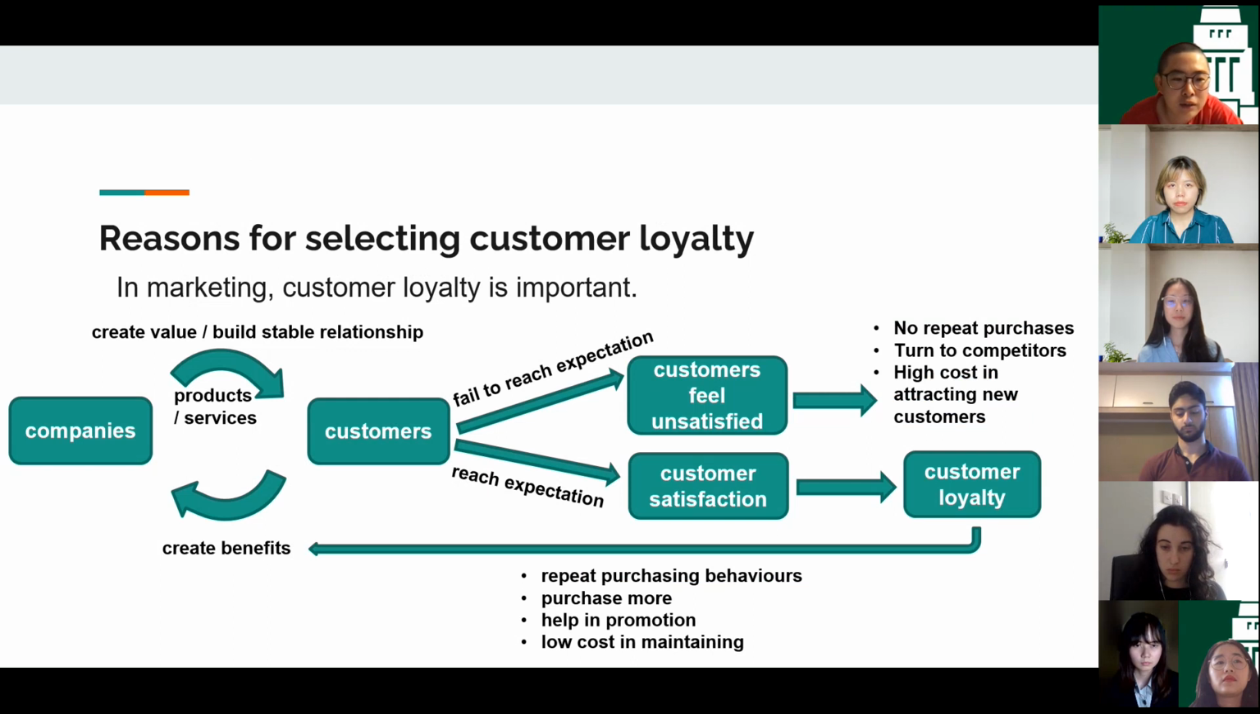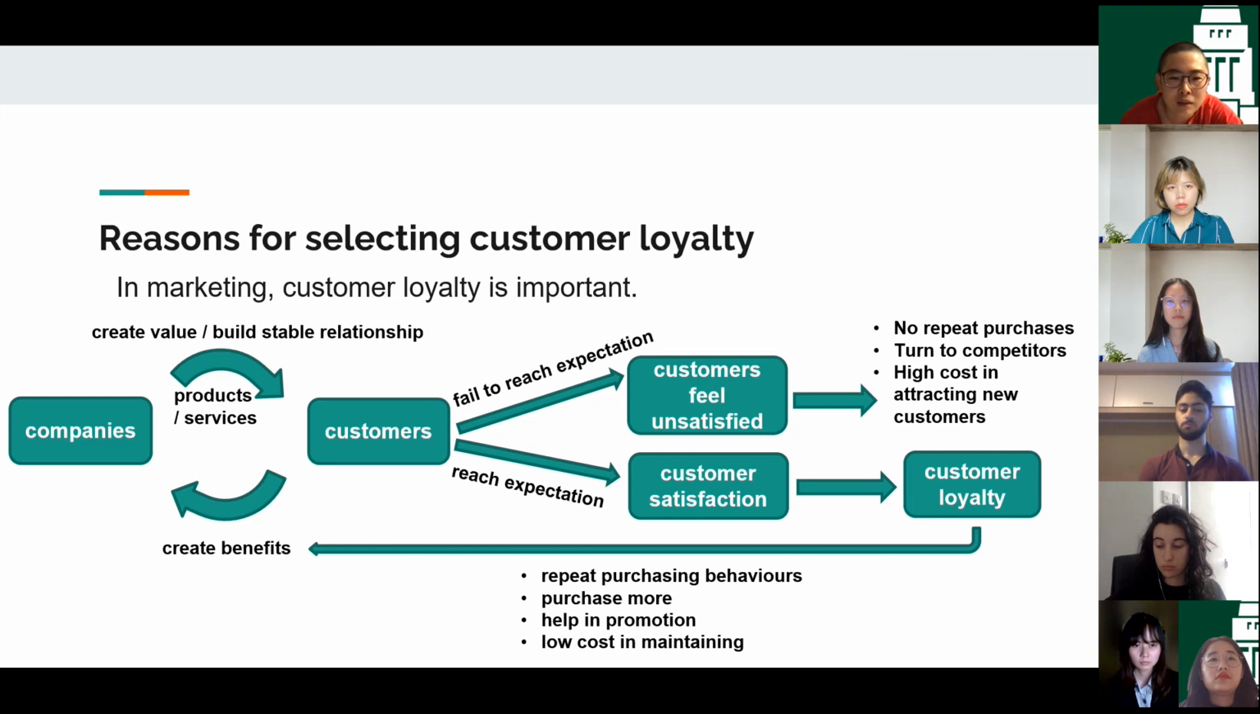Companies create value and build a relationship with customers in order to benefit from them. Once customers purchase products from the company, they will feel unsatisfied or satisfied. Unsatisfied customers will not purchase again. Instead, they will turn to shop from competitors. However, satisfied customers are more likely to become loyal customers, which means that they will repeat purchasing behaviors, purchase more, and promote items to other people.